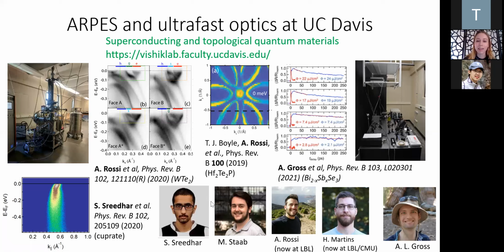So here are some of my current and recently departed group members. On the ARPES side of my group, Sudhir and Matt are third and second year grad students. On the ultrafast optics side, Adam Gross is a fourth year grad student. Antonio Rossi was a former postdoc that worked on the ARPES side, and Enrique Martins was also a former postdoc that worked on a completely different area outside the scope of this slide.